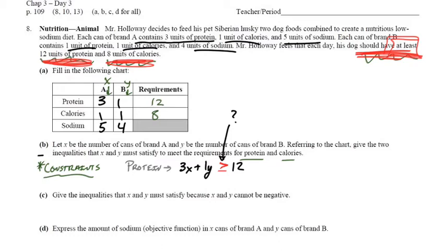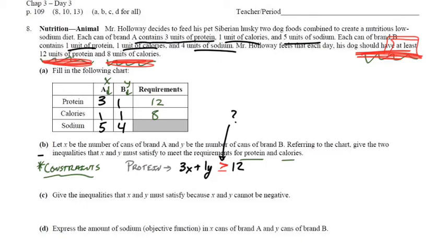So 12 is the minimum. We want to have at least 12 units of protein. We don't want to starve the dog or feed it less than 12, right? Apparently that wouldn't be good. That would be below the suggested amount. So it needs to be greater than or equal to in this case.